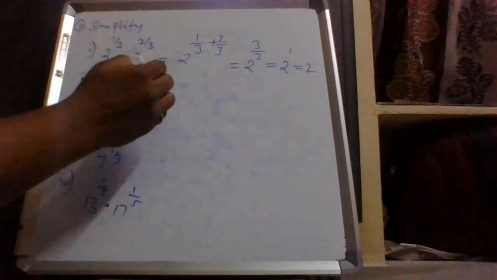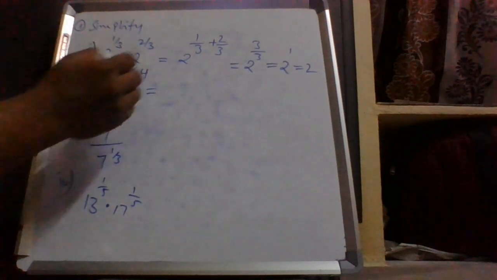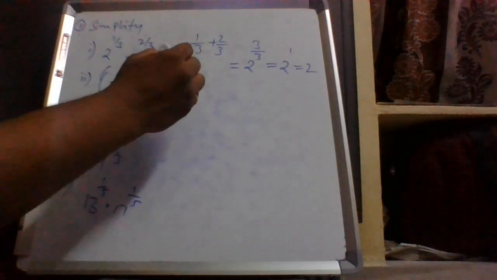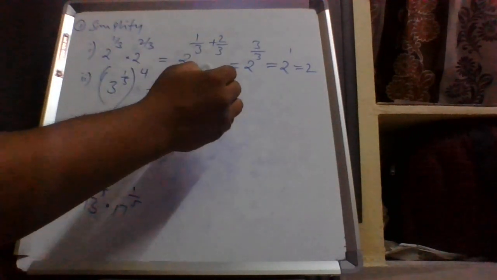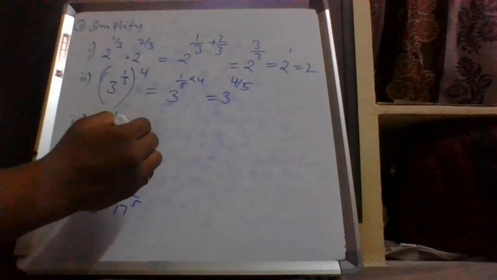Here what is the formula? Just try to guess the formula. That is a power m whole power n. The formula is a power m into n. Multiply both powers. That means 3 power 1 by 5 into 4, which gives 3 power 4 by 5. That is the answer, simply.